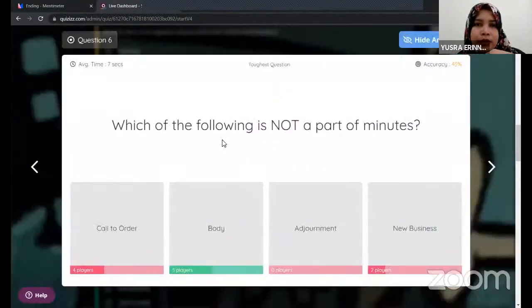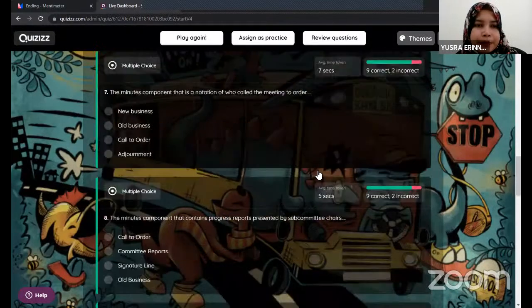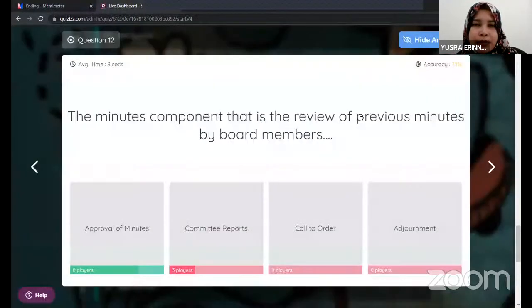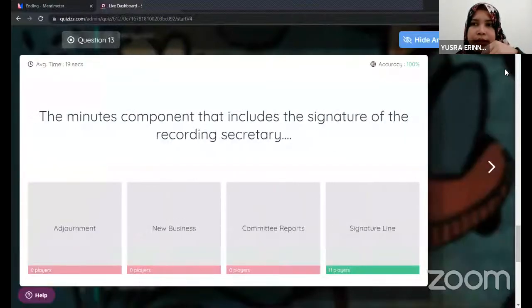Okay, so which of the following is not a part of the minutes? So body, kita memang kita panggil benda tu body kan, tapi we don't really have a body because everything is being in points saja for meeting minutes. Okay, alright. The next one, the minutes component, that is the review of previous minutes by board members. Okay, approval of minutes. Okay, that's very good. It's not committee reports. Okay, ingat tak ada minutes approval tu kan yang mula-mula sekali tadi tu kan? So that's the one.